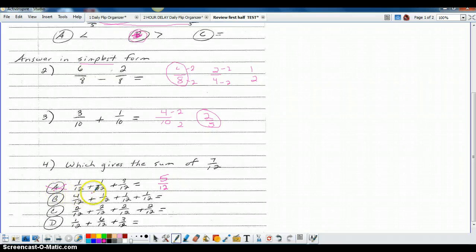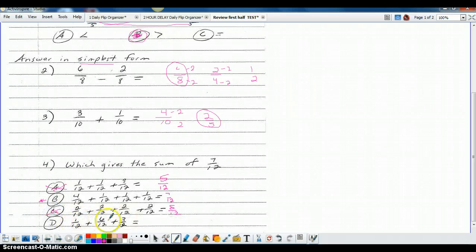How about 4/12? 1, 2, 3 more 12ths is 7/12. That could be the correct answer, so I'm just going to put a star here, but I'm still going to test out C and D. 2/12, 2/12, 2/12, 2/12, 2, 4, 6, 8/12. Not the correct answer.